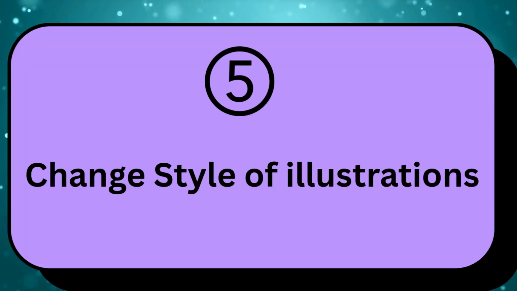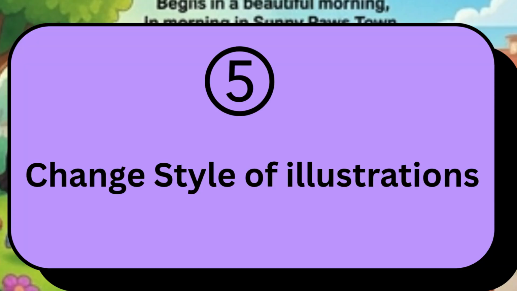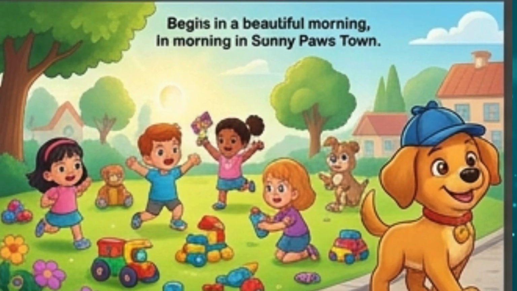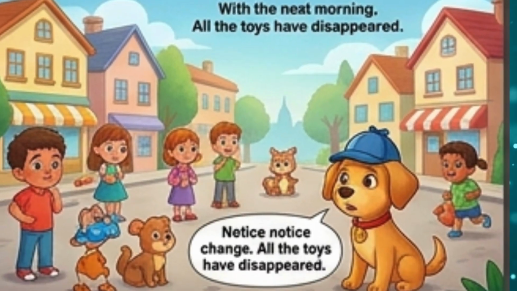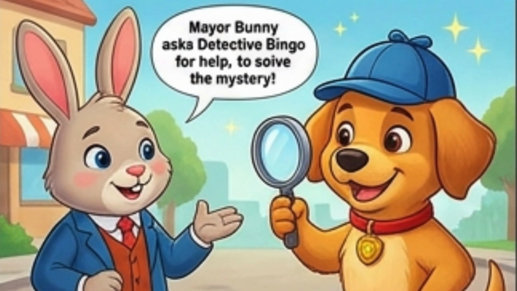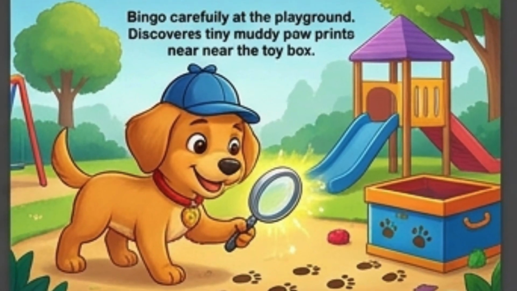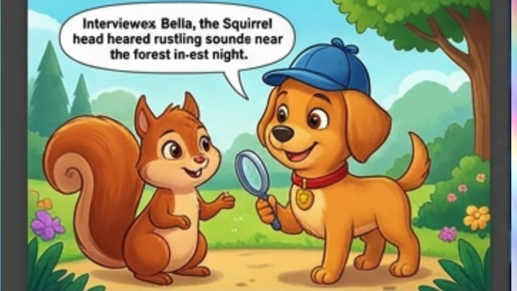Step 5. Change style for better results. Style is very important if you want professional-looking books. You can try bright cartoon style, the best choice; claymation style, fun and 3D look; soft watercolor style, for emotional stories; bright educational style, for learning books. Example, if you want a calming bedtime story, use soft watercolor style. If you want viral kids content, use bright cartoon style.